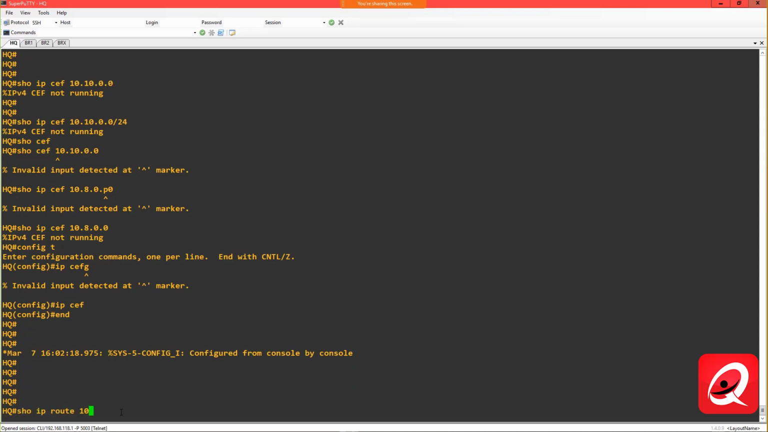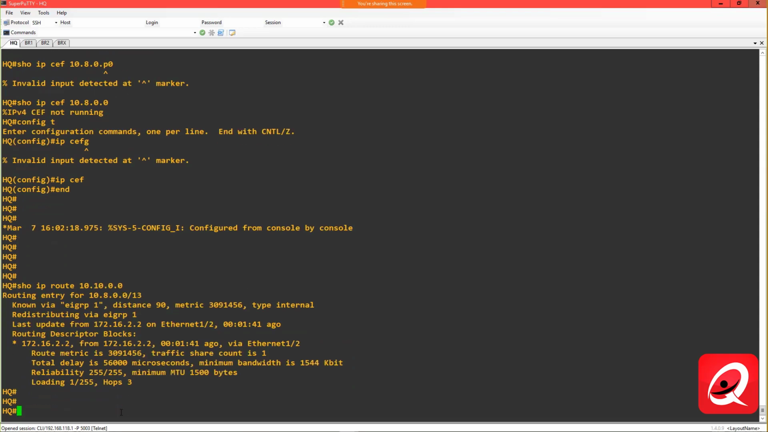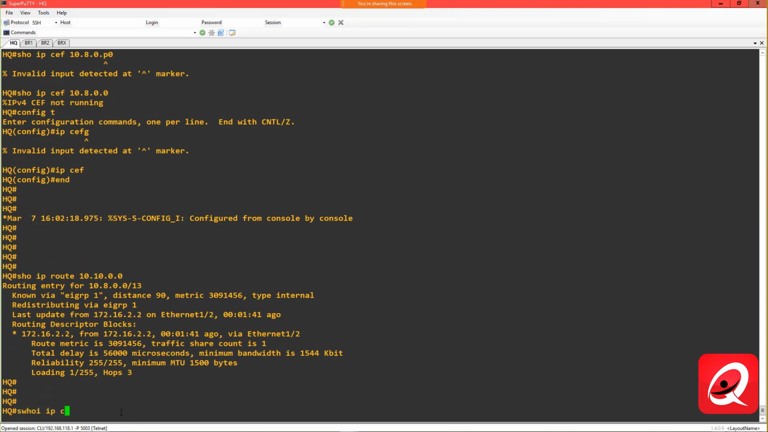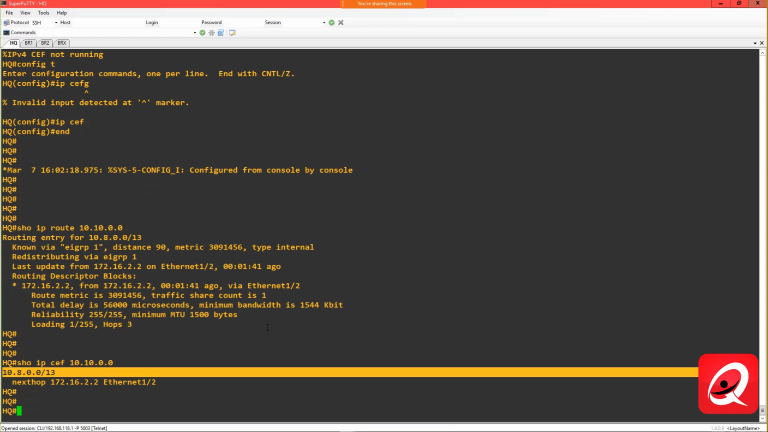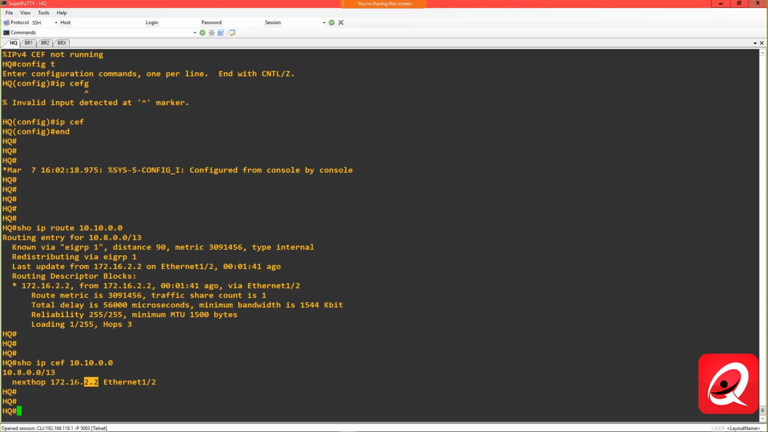So if I do a show IP route, or excuse me, show IP Ceph 10.0.0.0, it should actually show me the same basic concept, right? It's going to say, we're going to go ahead and use this 10.8.0.0/13 route. And by the way, we're going to send the packet to 2.2, and this is the exit interface and so on. All right. So even though we don't see that route technically in our routing table, we can still identify whether or not that is a reachable destination based on the fact that we're receiving the summary.